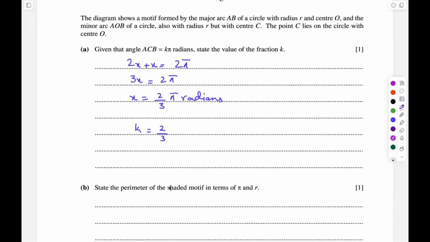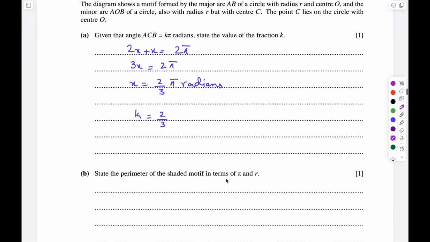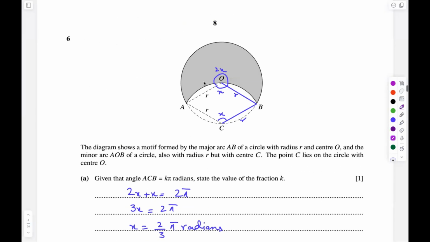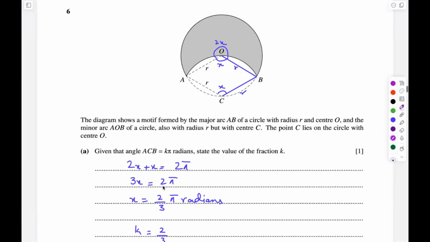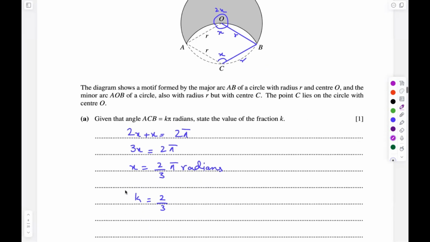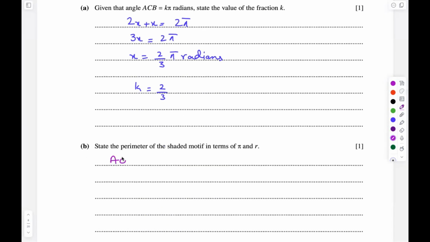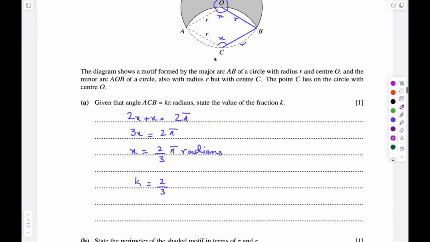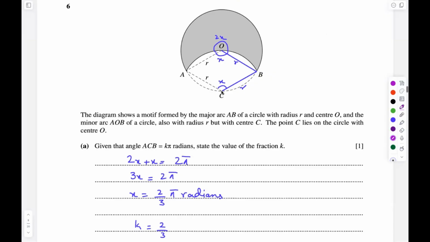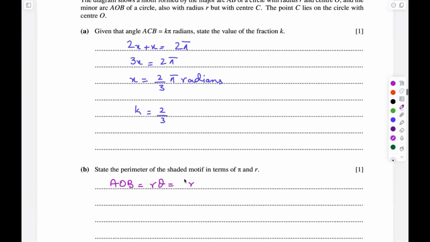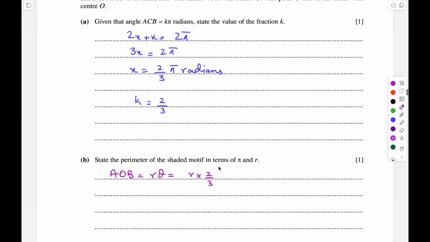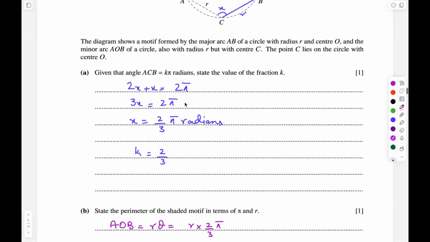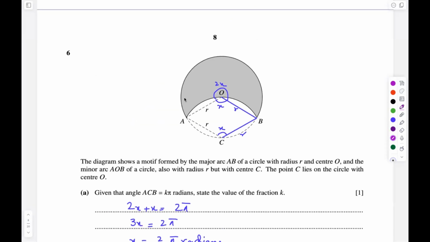In part B, it says state the perimeter of the shaded motif in terms of pi and r. Now we have to find the perimeter, which means we have to find the arc length of AOB. In the first step, finding the arc length of AOB, we know that the formula for arc length is r theta. So the radius is r and theta for the small sector with center C is 2 upon 3 pi. So this will become r multiplied by 2 upon 3 pi radians.